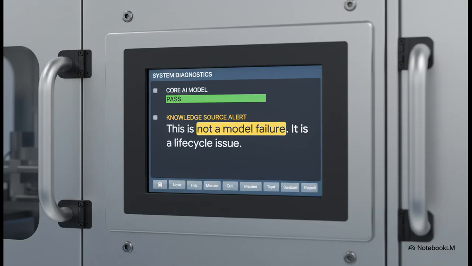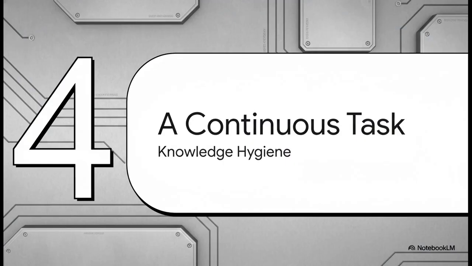And we have to be super clear about this. This is not a hallucination. It is not an error with the AI model. The model is doing exactly what it was designed to do. No, this is a governance challenge. It's a problem with the life cycle of the information itself. So what on earth do we do about this?